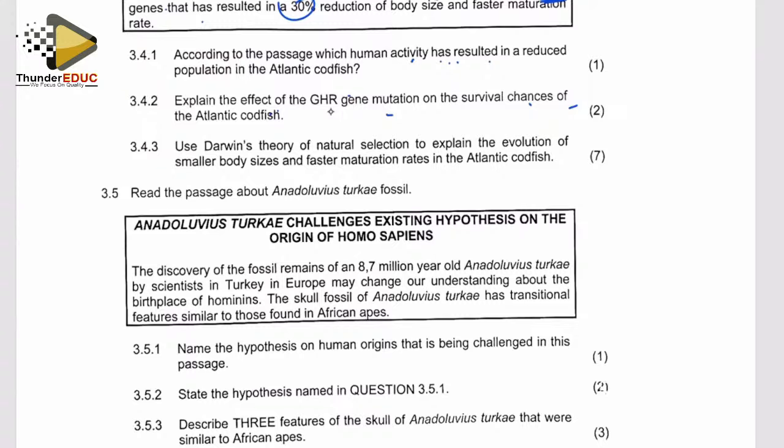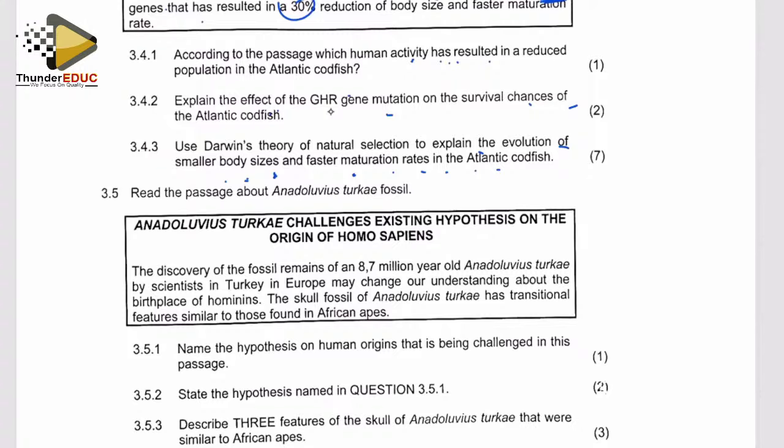Using Darwin's theory of natural selection, explain the evolution of small body size and the faster maturation rate in the Atlantic codfish. So what do we explain here? Remember, this is natural selection, so you have to tell us that there is variation among these codfish. You have to tell us that. Then you tell us the variation.